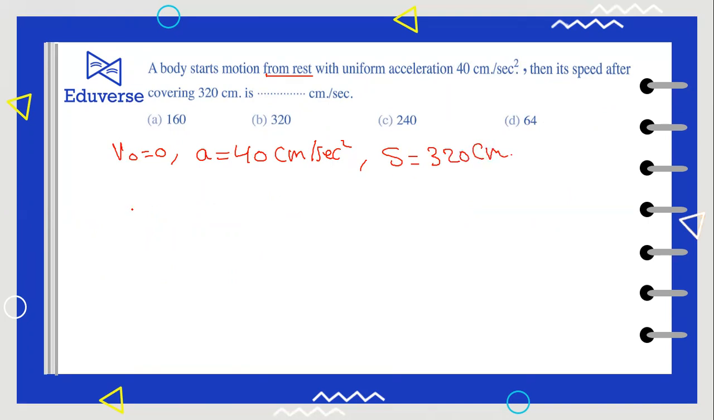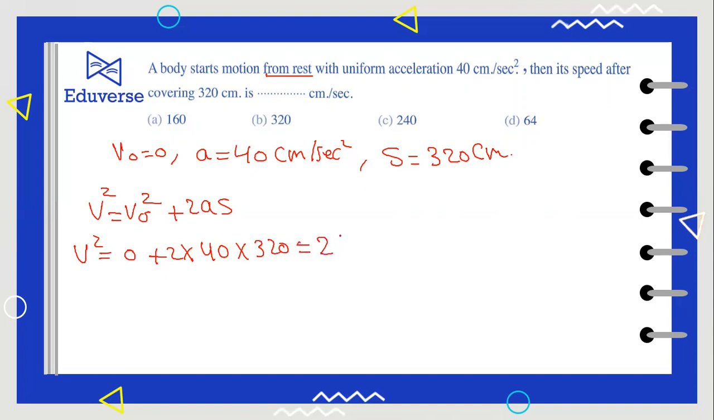What is the speed after this? What is the velocity after this? V equals V node, V square equals V node square plus 2AS. V square, I want it. V node square is equal to 0 plus 2 multiplied by acceleration, multiplied by the distance, which is equal to 25,600. Then the velocity is the root of this number, equal to 160 centimeter per second. Okay, that's the answer, number one, part A.